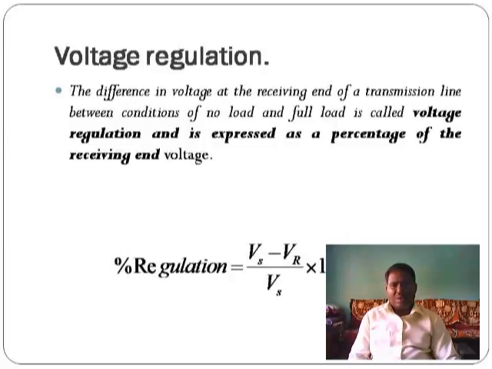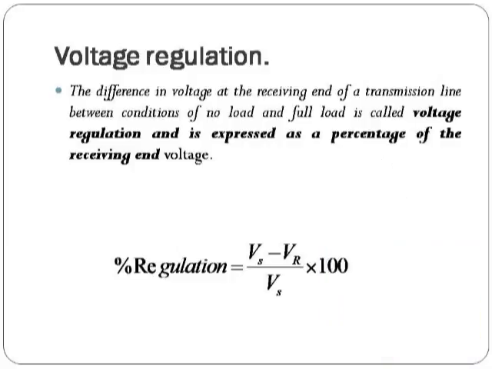First I have to express the percentage regulation. It is the difference of voltage at the receiving end of the transmission line between the conditions of no load and full load, with respect to the sending end voltage. It is usually expressed in percentage. The formula is percentage regulation equals Vs minus Vr by Vs into 100.